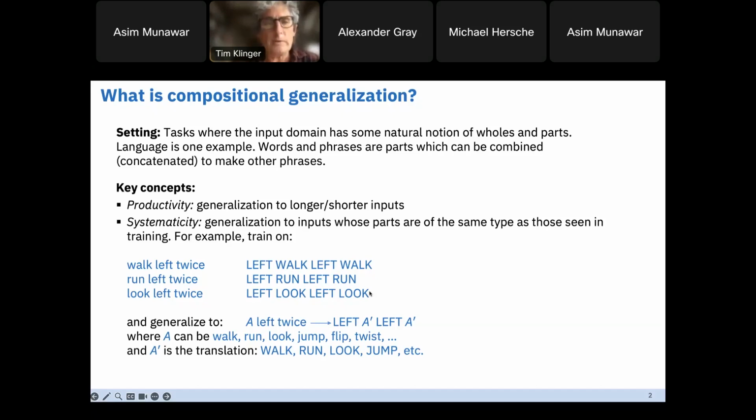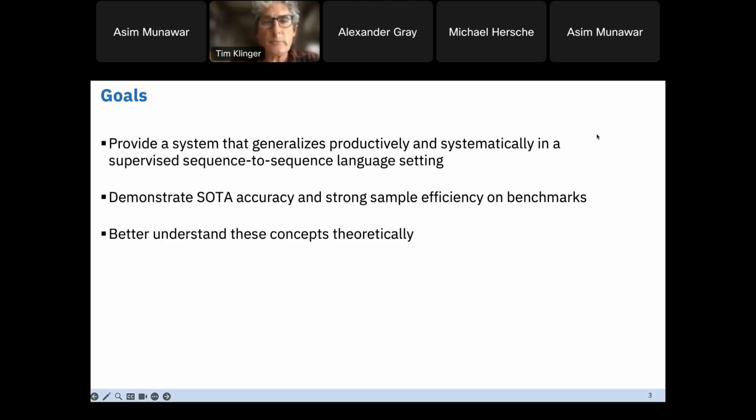And that's the question of systematicity. So two things, productivity and systematicity, are the key goals. What we're trying to do is build a system that generalizes this way, productively and systematically. We're focused on a sequence-to-sequence language setting. You can just think of the types of problems that I just showed you, language to language, sentence to sentence. Our goal is to show that whatever we do, obviously we have to get strong accuracy. We're looking for state-of-the-art accuracy on benchmarks that test this. And I'll show you.